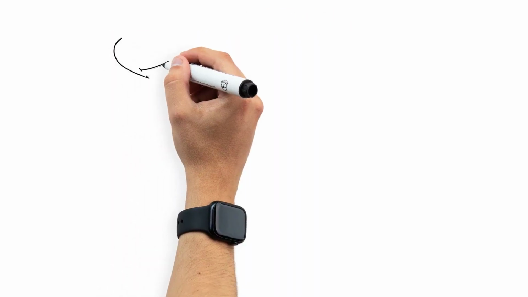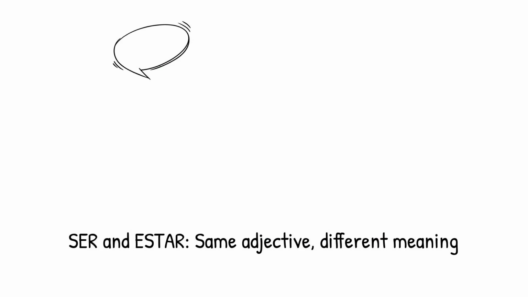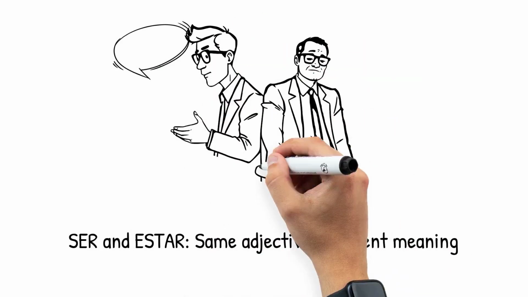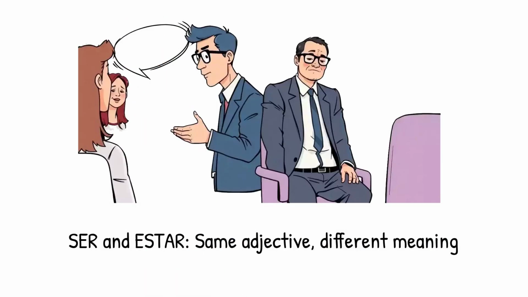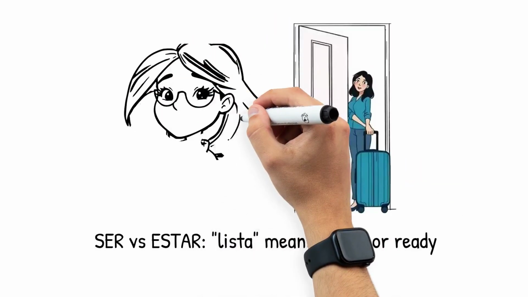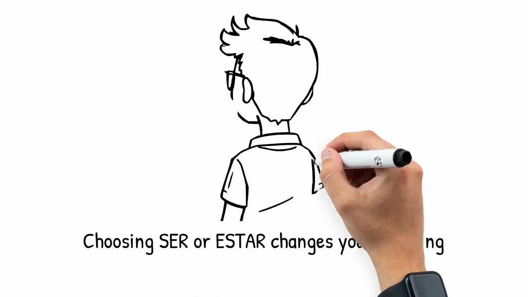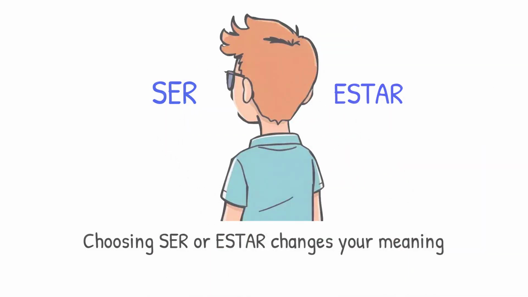The same adjective can change meaning. Now watch this carefully. "Él es aburrido" means he is boring. That sounds like a personality description, but "él está aburrido" means he is bored right now. Very different. "Ella es lista" means she is smart. "Ella está lista" means she is ready. This is why ser and estar matter. You are not just choosing a verb, you are choosing the meaning.